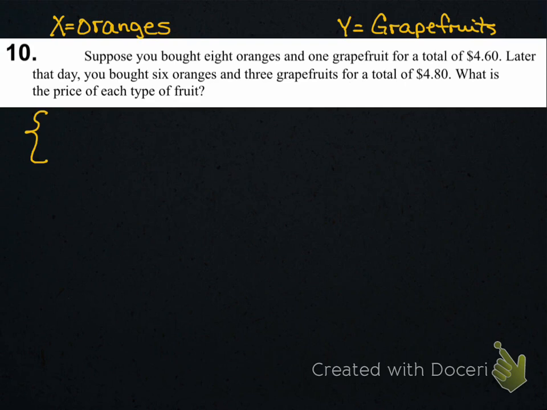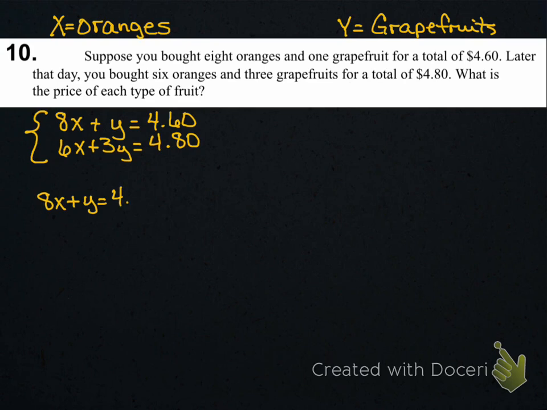Okay. Well, to begin with, my first equation is that 8 oranges and 1 grapefruit for $4.60. So 8 times x plus y gives me $4.60. Then I bought 6 oranges. So that's 6 times x plus 3 grapefruits. That's 3y for a total of $4.80 there. Let's use our 8x plus y to solve for y. Okay, subtract my 8x. That gives me y is equal to negative 8x plus 4.60.